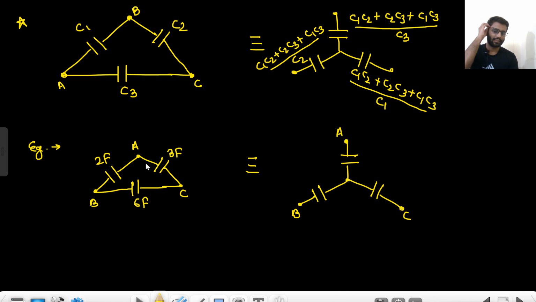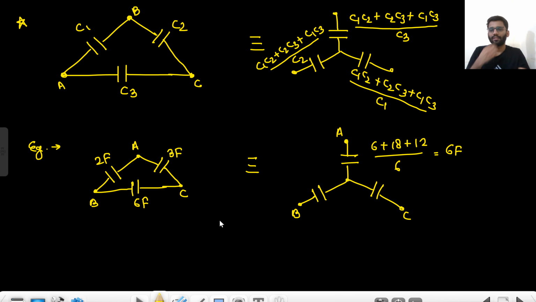Now write down for this. What will you do? 6 plus 18, 6 plus 18 plus 12 by 6, right? If you are writing here, these two branches are connected to node A, but only this branch is not connected to node A, so by 6. So it will be 6 plus 12 plus 18. It is 36 by 6. That means it is 6 farad.